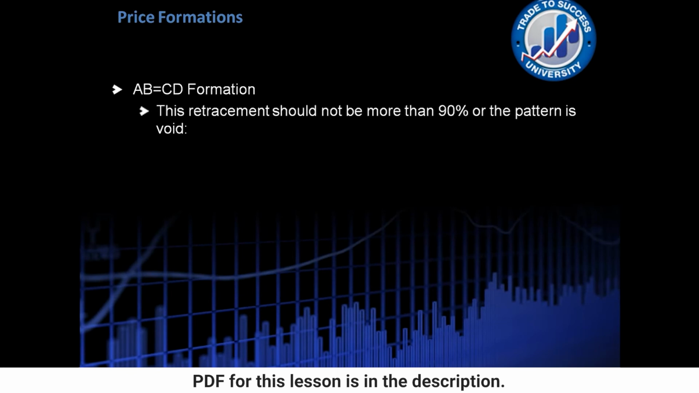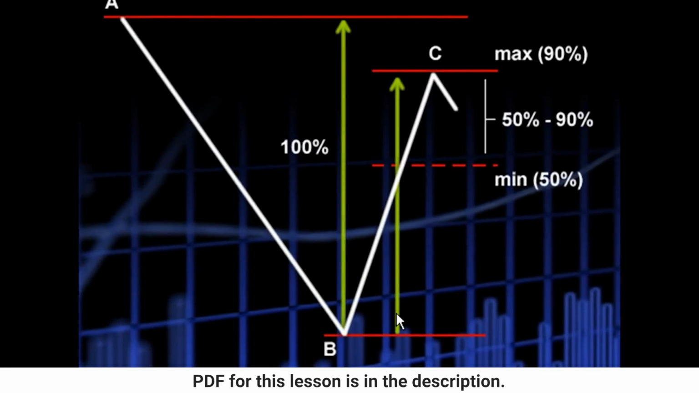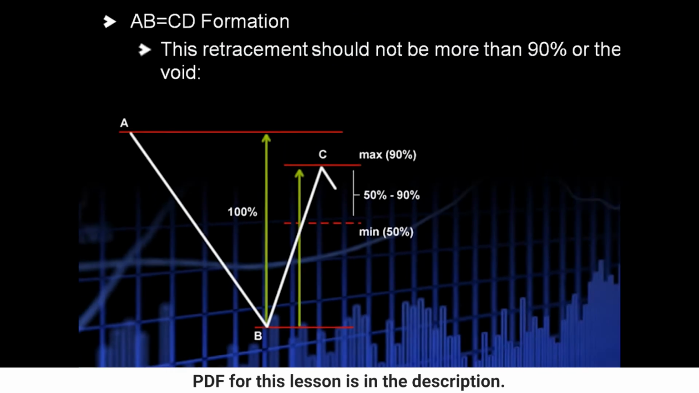Now this retracement should not be more than 90% or the pattern is void. So looking at this A to B move down, we have price retracing now, which is forming the B to C leg. Now 50% is the minimum we want, but 90% is the maximum that point C can be at. So if price carried on going higher, we would negate this trade and we wouldn't look at it. It would be void.